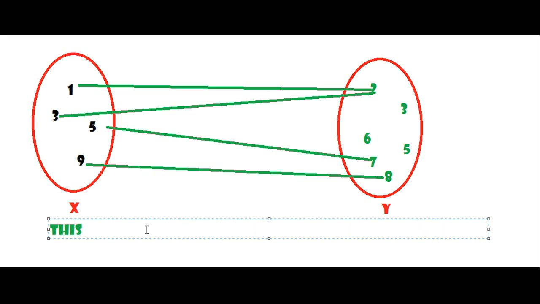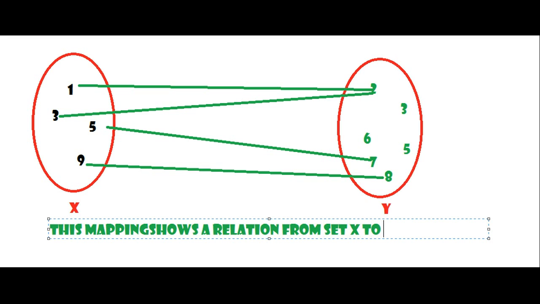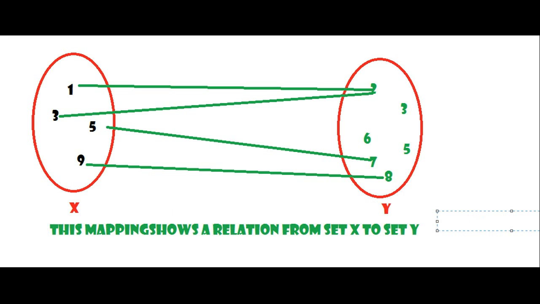Okay, so this mapping shows a relation from a set x to set y. So we have got what relations are. So now if I ask you the definition of relation, a relation is a set of ordered pairs. A relation is simply a set of ordered pairs.